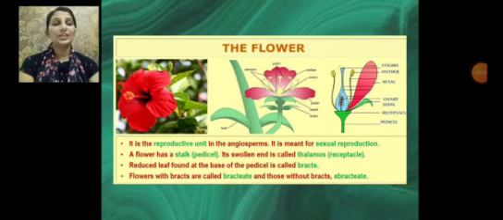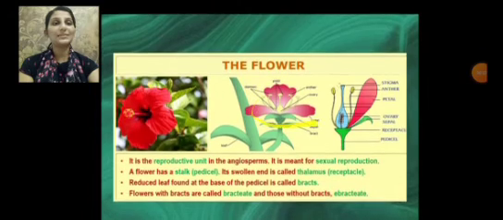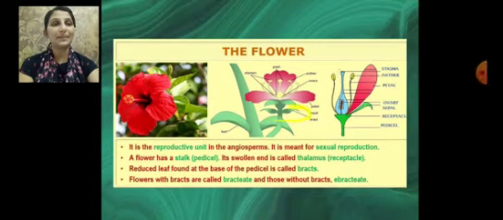The reduced leaf which is found at the base of the pedicel, this is the base of the pedicel where we can see the reduced leaf, and this reduced leaf is called a bract. So flowers with bracts are called bracteate flowers, whereas flowers which lack a bract are called abracteate flowers. So based on the presence of a bract, a reduced leaf at the base of the pedicel, which is the stalk of the flower, there are two types of flowers, the bracteate flowers and the abracteate flowers.